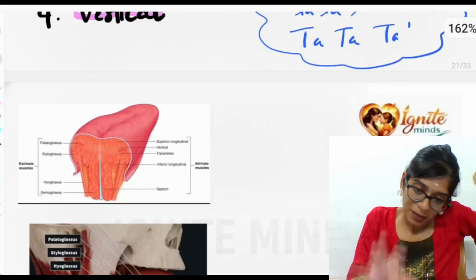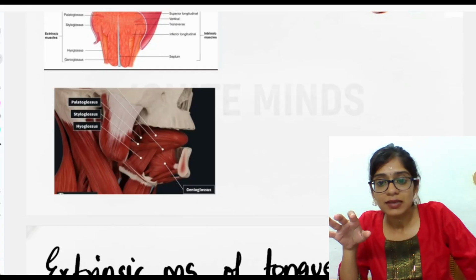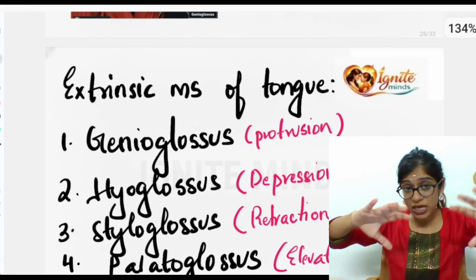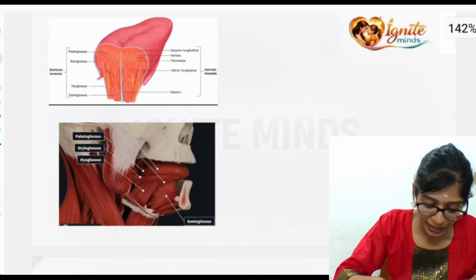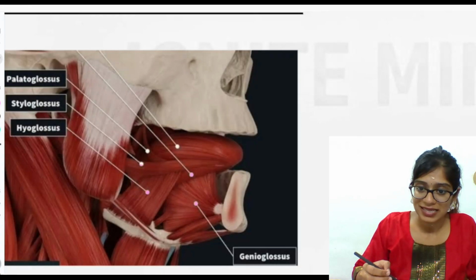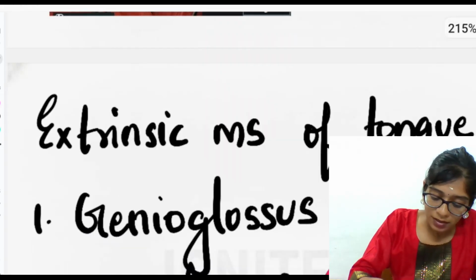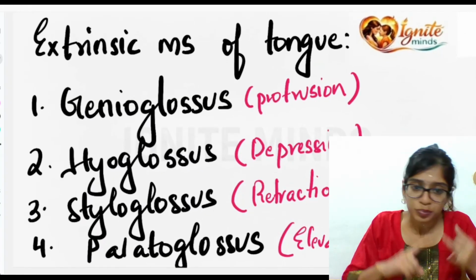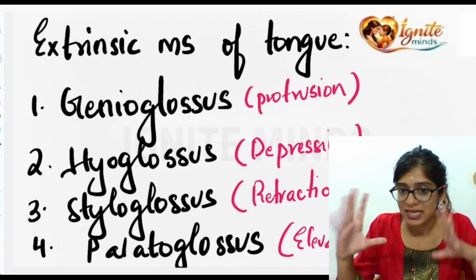Now, these are the intrinsic muscles. Okay, extrinsic muscles means these muscles originate from outside the tongue and insert into the tongue. I will show that in 3D also. See this picture in 3D. The muscles around the tongue are called extrinsic muscles of the tongue. So what are the extrinsic muscles of the tongue? I have written it here, very important. Genioglossus, hyoglossus, styloglossus, palatoglossus. And I have written the functions on the side.